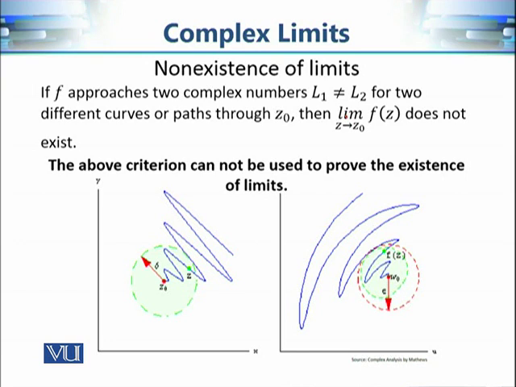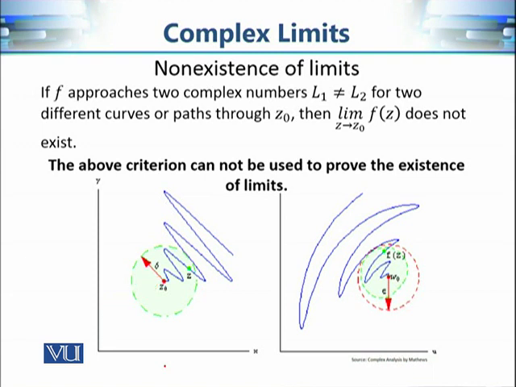Now this criterion can only be used to check whether a given limit does not exist, and we cannot use this criterion to check whether a limit exists, because there are in fact infinitely many, uncountably many ways of approaching this number z0. If you want to use this criterion, then you should be able to prove that along each and every path approaching z0, the functional values are approaching this number L. And if you can do that for those infinitely and uncountably many paths, then the limit exists. And of course, this is a very impractical situation.